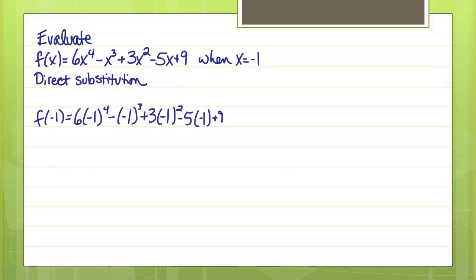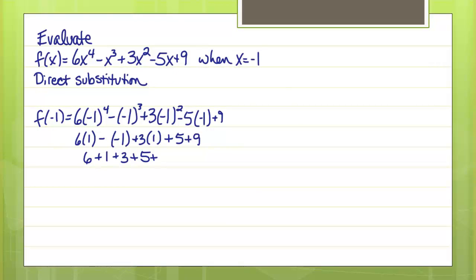So we have to make sure we follow the order of operations and do our exponents first. So it'd be 6 times 1, because if we have an even exponent, that's going to be a positive 1, minus -1, because we have an odd exponent, plus 3 times positive 1, plus 5 plus 9. We got 6 plus 1 plus 3 plus 5 plus 9. And if we do all that, 10, 15, 24.